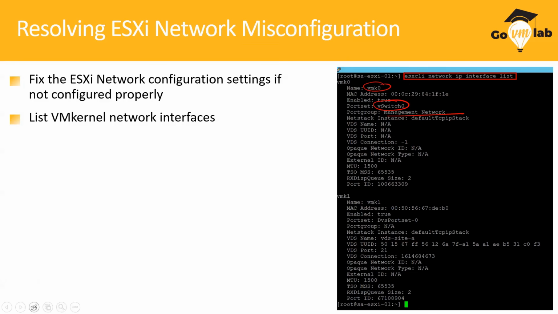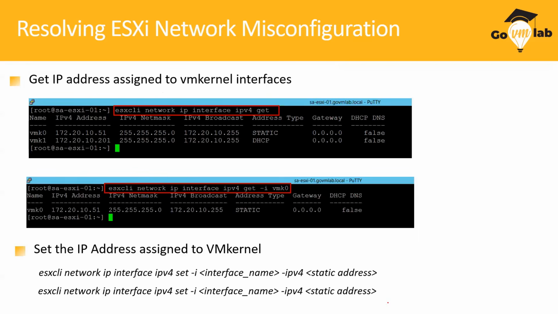So you can get the information right here. This is the port ID of my VMK0 and VMK1. You can get this information here. Then if you want to get the information about VM kernel IP interfaces, this is the command: esxcli network ip interface ipv4 get. This command tells me the IP address information of VMK0 and VMK1.